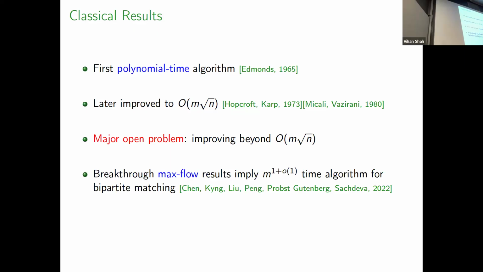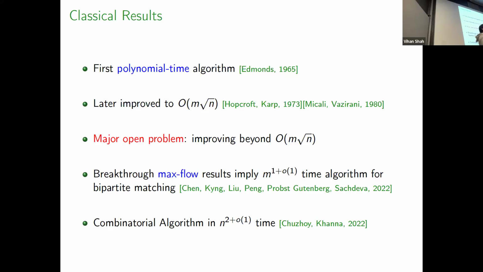The result for max flow tells us that max flow can be solved in m^{1+o(1)} time. Here m is the number of edges in the graph, and n is the number of vertices. This implies that bipartite matching can also be solved in m^{1+o(1)} time. This algorithm is not combinatorial, so there was also a combinatorial algorithm that is almost linear time for dense graphs.